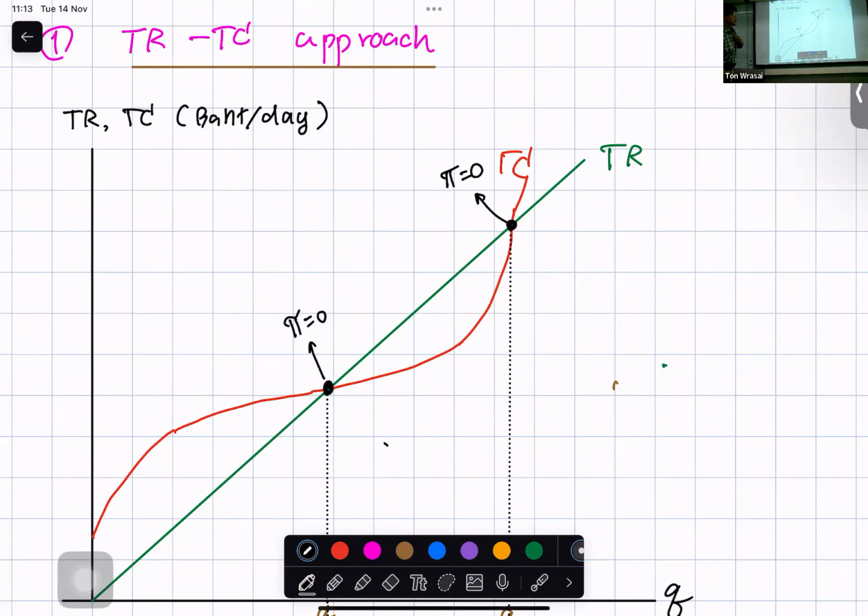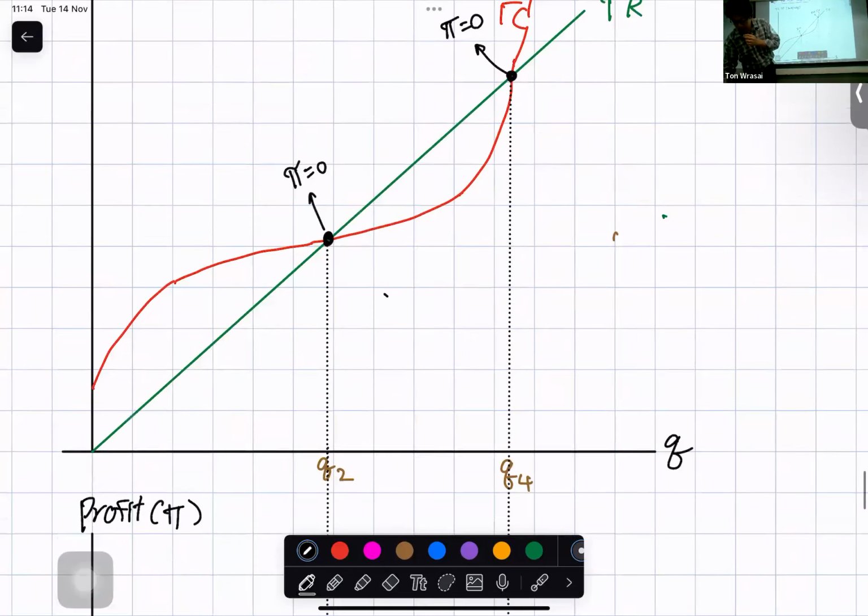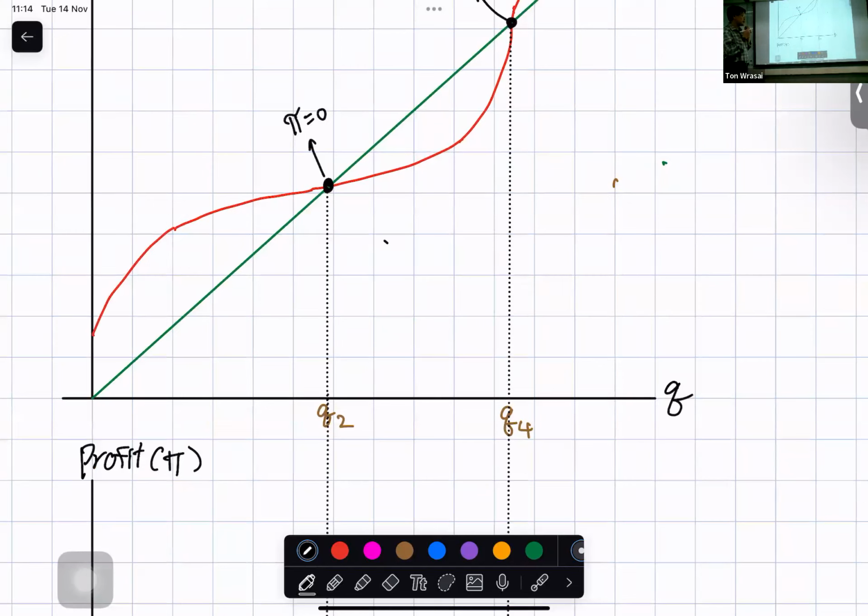Okay, let's start the discussion now. Since the two curves here are about total revenue earned from selling cookies and total cost of producing cookies, the intersection point must be the case where total revenue equals total cost. So here, profit equals 0.